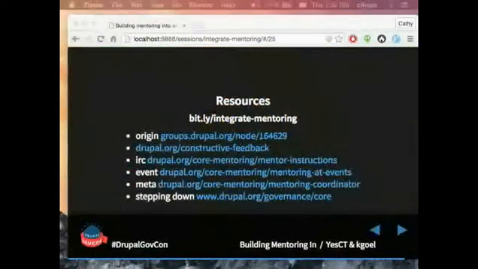Here are a few resources that are handy that were mentioned during the talk. And we'll post the slides online so you can get them. We forgot to change them. So the URL to see the talk is bit.ly/building-mentoring. Don't look at that one. If you look at that one, it's the same talk given to a different audience. So we'll post a link to the slides.